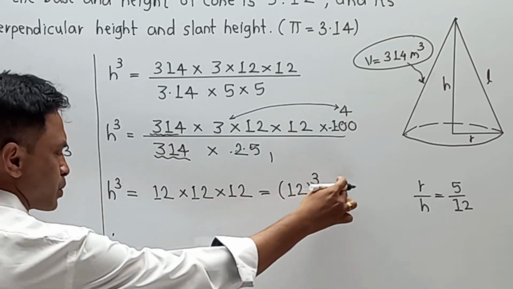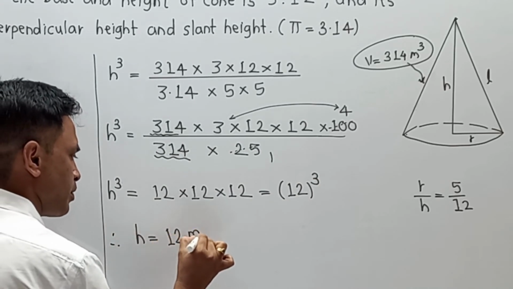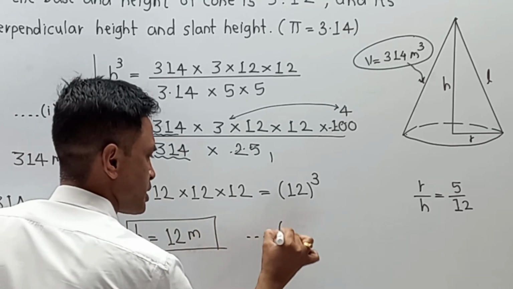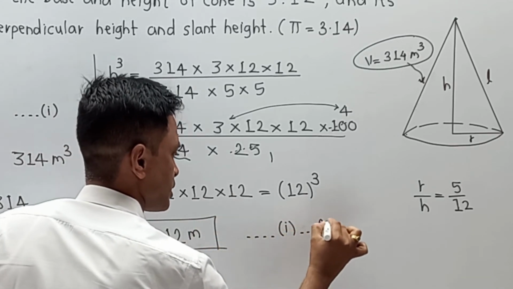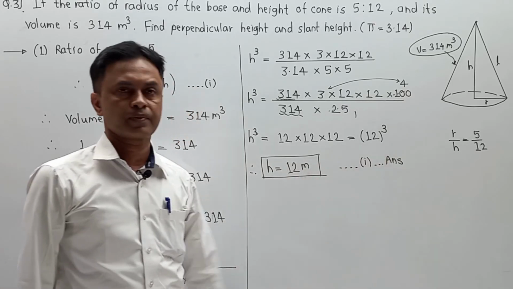As h cube is equal to 12 cube, I can simply say that h is equal to 12, and the value is in meter, so I am writing meter. So this is our first answer, and we are able to get the value of h, meaning vertical height, as 12 meter.